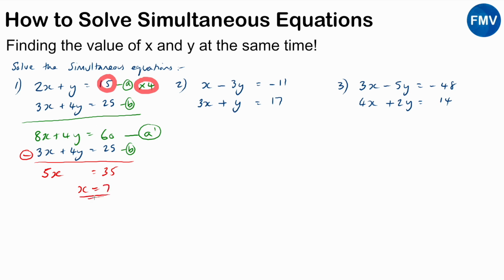There's the first part. Put the 7 back into one of the original equations. I'll choose the top one. 2 7s are 14, plus y is 15. I think it's quite easy to see where y is equal to 1. So there's our second part.